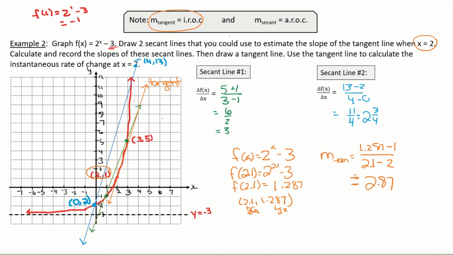So this estimate here is the best one so far. They're all really close, right? I've got 3 for one of them. I've got 2 3/4, which is of course 2.75. So they're all very close to each other, but the tangent one should be the best one. So the instantaneous rate of change when x equals 2, this is our best option here. The slope of a tangent line is always going to be better than the slope of secant lines.